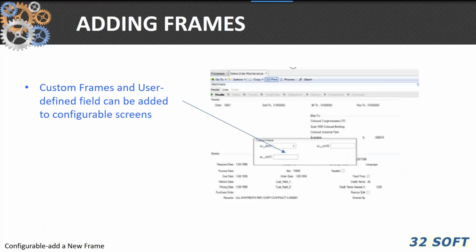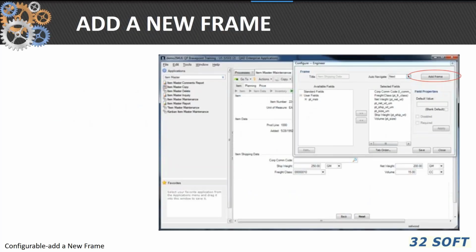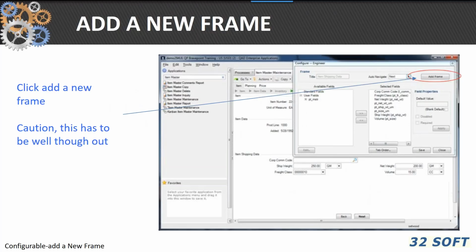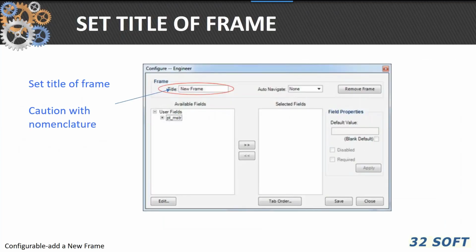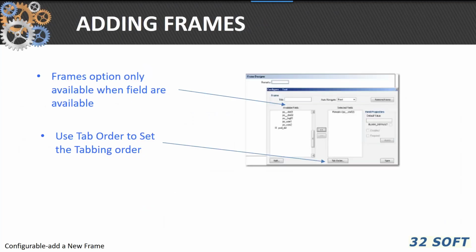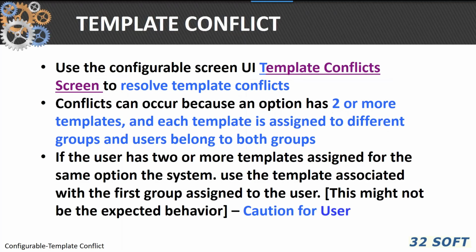You can add frames. So this is a very powerful process. You can add frames into menus. All you do is hit the little add frame box. It brings you up a new frame. And again, word of caution, this needs to be well thought out. The frame designer comes up. You would then set a new title of a frame. Again, be cognizant of how you name these things. And then you can manipulate the frame and set the tab orders in those.